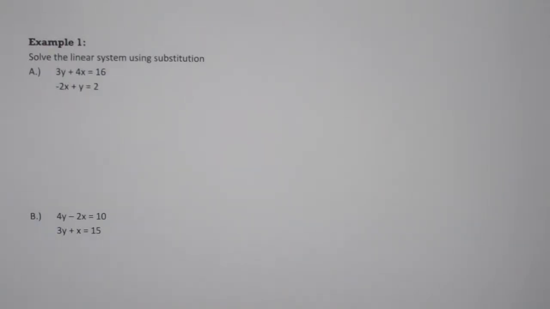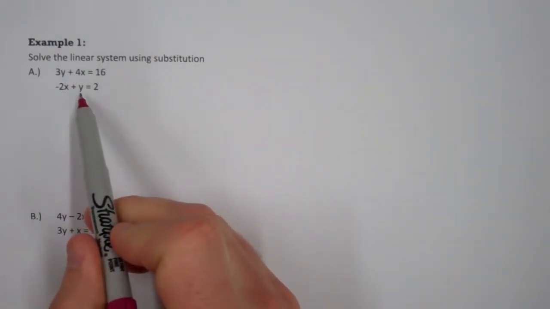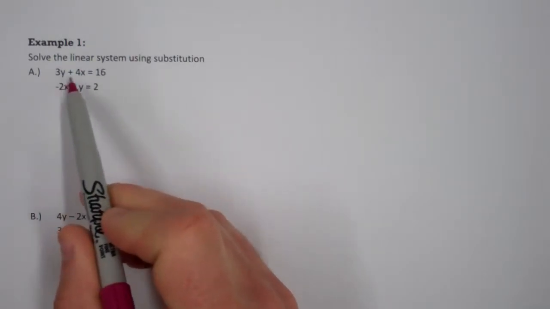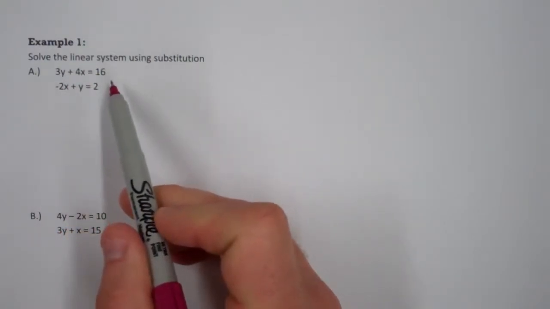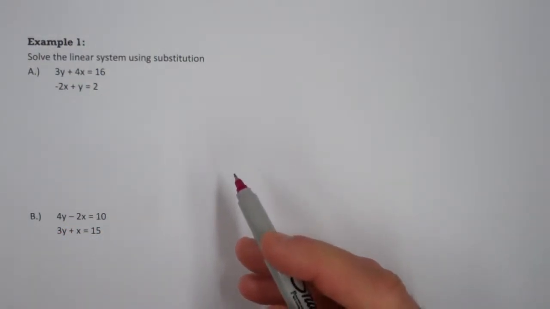In example 1, we have a few systems of linear equations to solve, and we'll do these using substitution. So to use substitution, what we want to do is get one of the variables by itself. I'm looking at this y right now. I think it's going to be the easiest one to solve for. With this top equation, if we solve for either y or x, we're going to have to subtract a term and then divide by that coefficient.